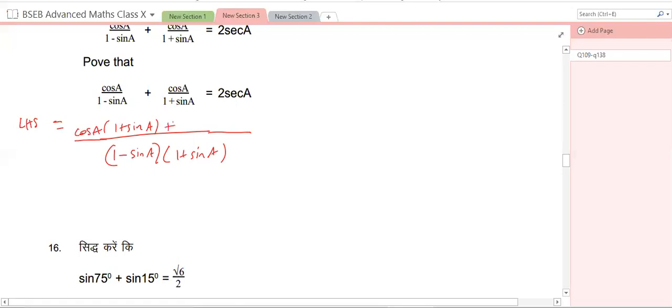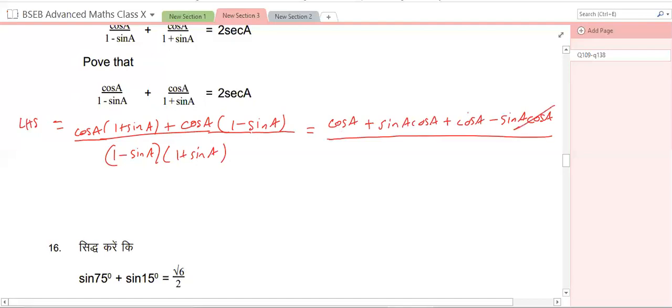Plus cos A into 1 minus sine A, which is equal to cos A plus sine A cos A plus cos A minus sine A cos A. You can see sine A cos A cancel out. Cos A plus cos A, we will come back to that later.